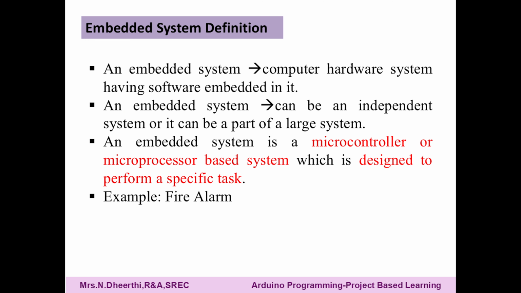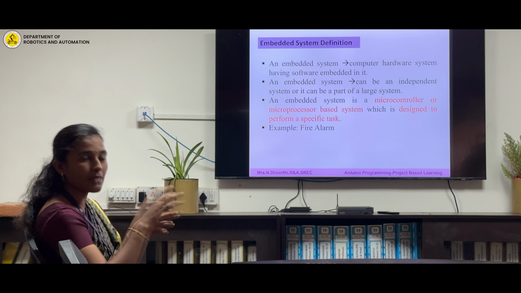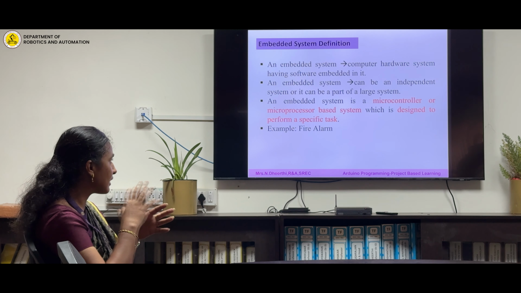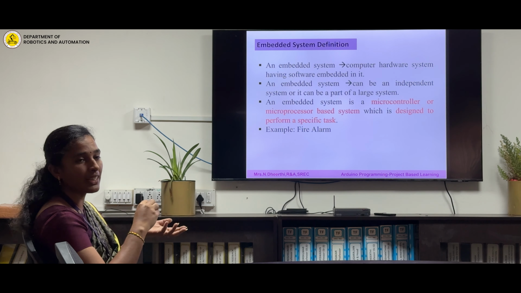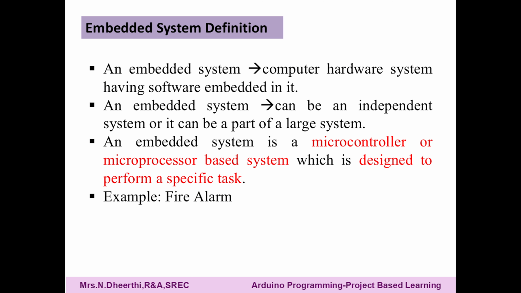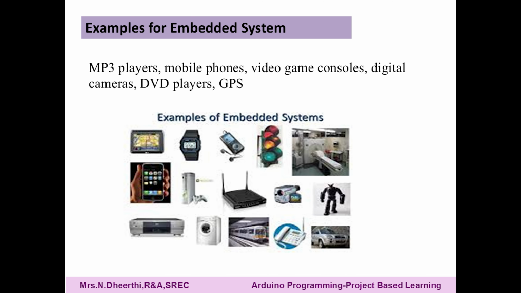The main thing is that a general purpose system is not designed to perform a specific task, but an embedded system is designed to perform one specific task, and it has a microcontroller or microprocessor based system. Here they have taken a fire alarm as an example. A fire alarm is a system which gives an alarm when it detects a fire. So the specific task is to give an alarm when it detects a fire.